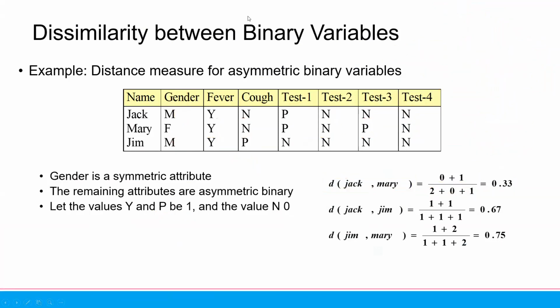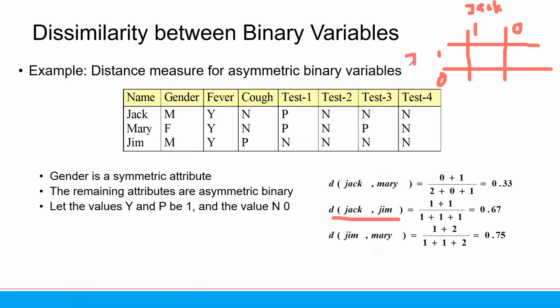Let's see the distance between Jack and Jim. Again, we can create the contingency table. This is 1, this is 0, and this is 1, this is 0. Let's suppose this is Jack and this is Jim.